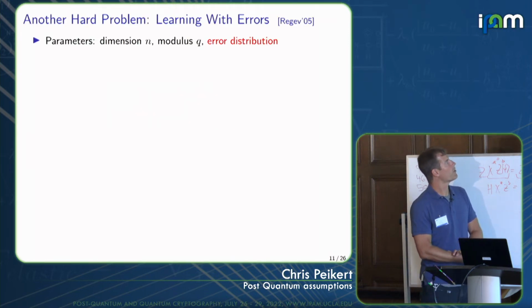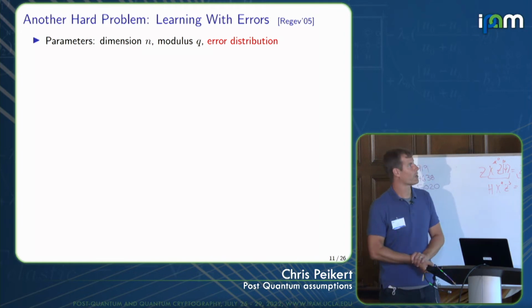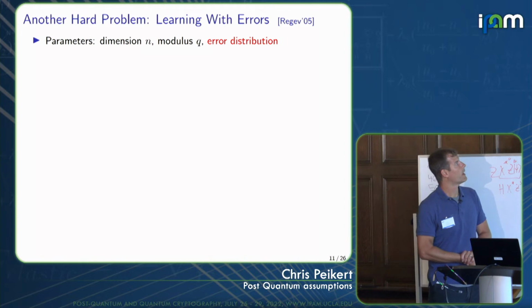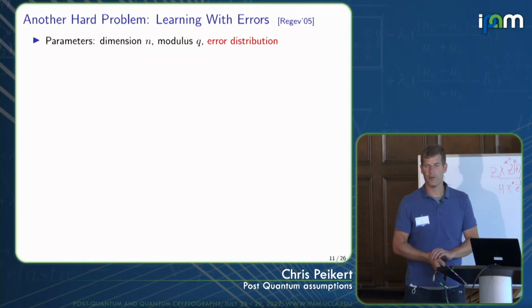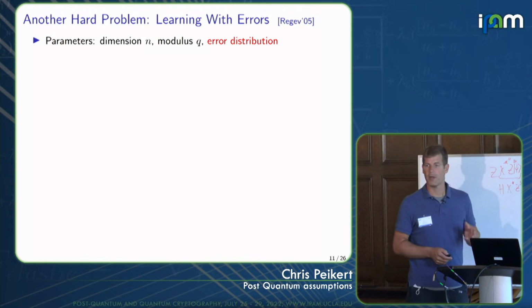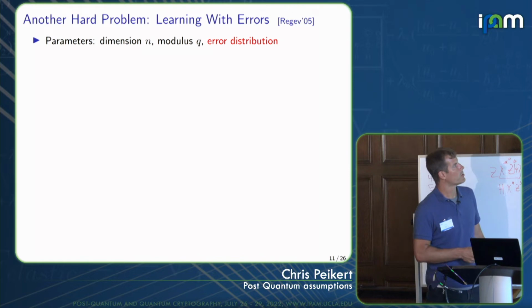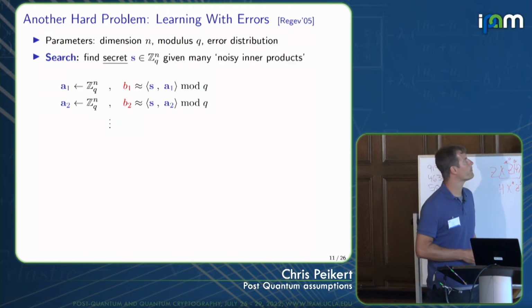So this is another problem. It was introduced by Regev in 2005. He called it learning with errors. And as before, we still have our Z_q^n. So we have our dimension n and our modulus q. But now we have an extra character that has entered the chat, which is the error distribution. Okay, so we'll see where that comes in.